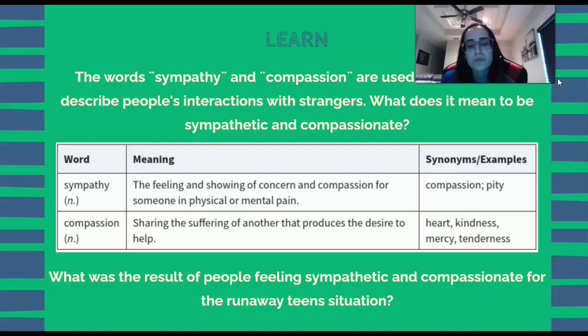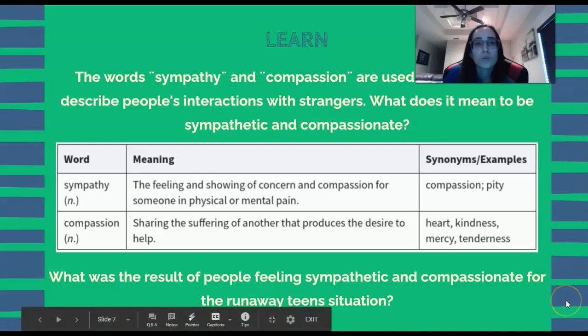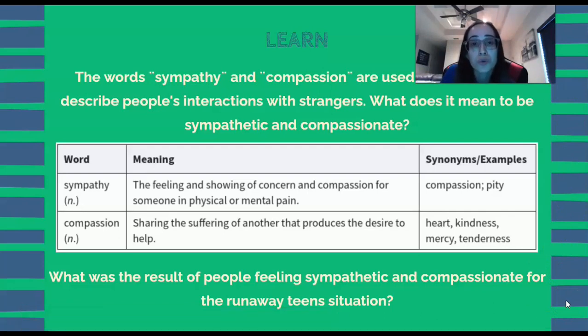Think about it. People did feel sympathetic and compassionate for these young children who would run away from home. A lot of them would help them by feeding them, giving them food, clothing them, sometimes even giving them work so that they could earn a little bit of money. So the result was sometimes really good, but then there were other times where people were rude, didn't want to help these runaway children, or they would run them off. In the article and in the book, we can see that a lot of people were sympathetic, and we see a lot of examples of when people are being compassionate by helping people who are in need.